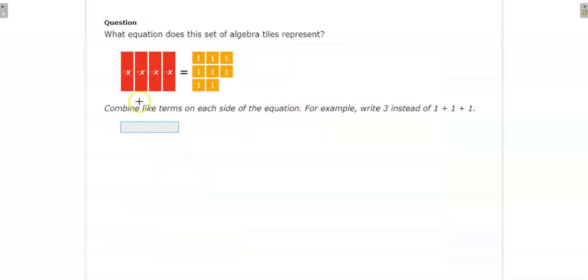For the next question, they're asking us, what equation does this set of algebra tiles represent? So on the left we have, looks like, 1, 2, 3, 4 negative x's. So we'll go ahead and put our negative 4x, equal sign. And then on the right, looks like we have 3, another 3 for 6, 7, 8 total. So negative 4x is equal to a positive 8. So this is the equation that is represented by these algebra tiles.